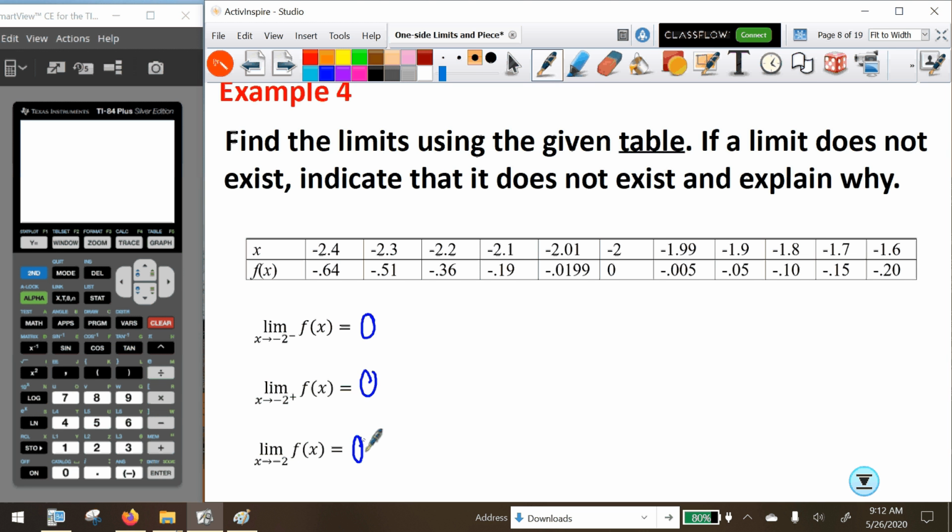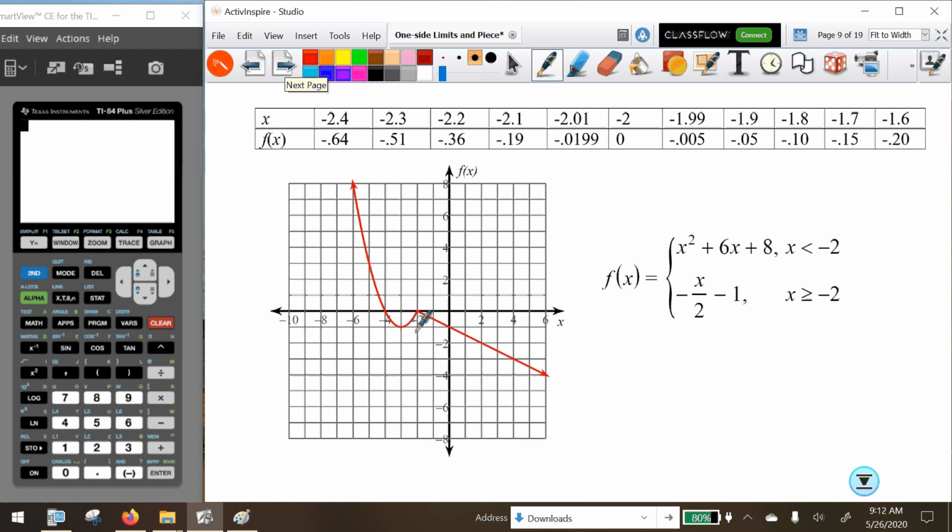And the function that I built this table off of, I'm going to show you a picture of it. Here it is. You can see that the limit does exist as x approaches negative 2 and it's equal to 0. As we get closer and closer to negative 2 from the left side, we're getting closer and closer to 0. As we get closer to negative 2 from the right side, we're getting closer and closer to 0. And if you were to evaluate the function when x is equal to negative 2, it equals 0.